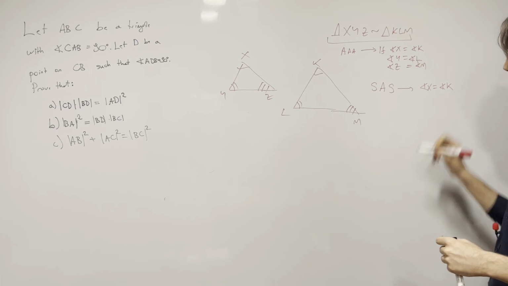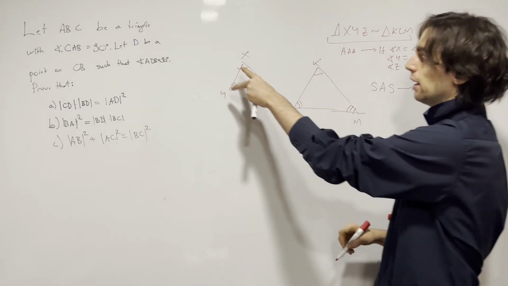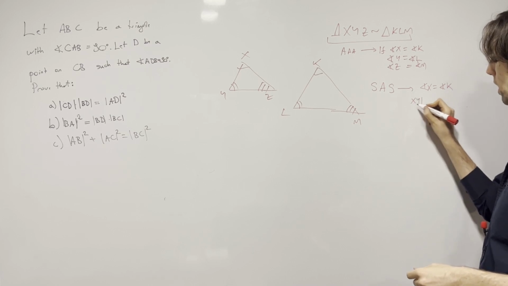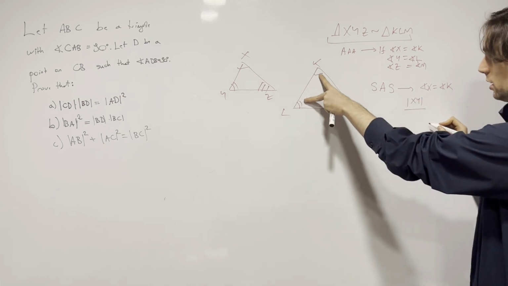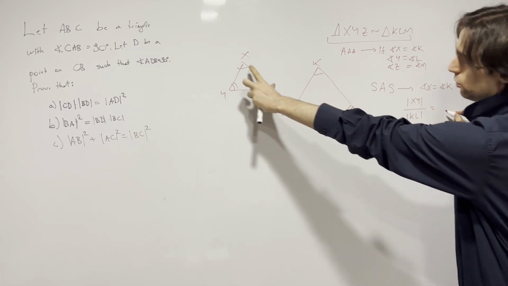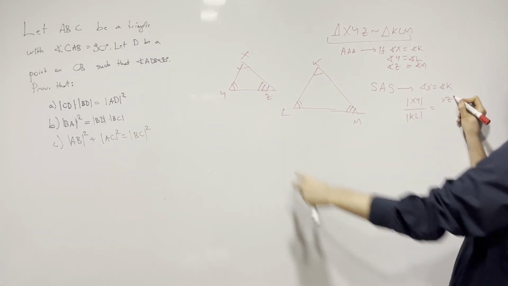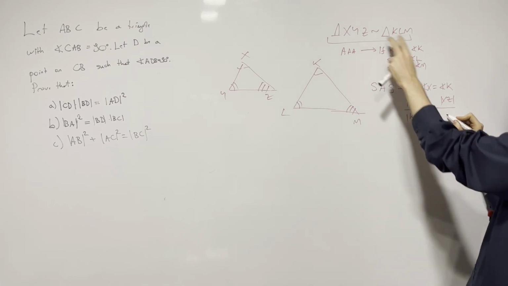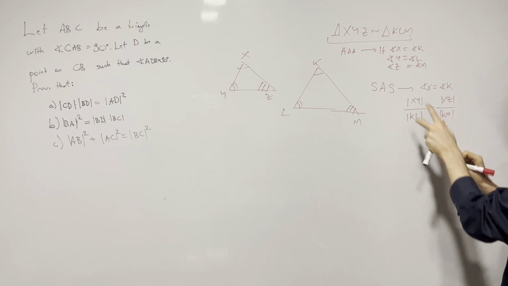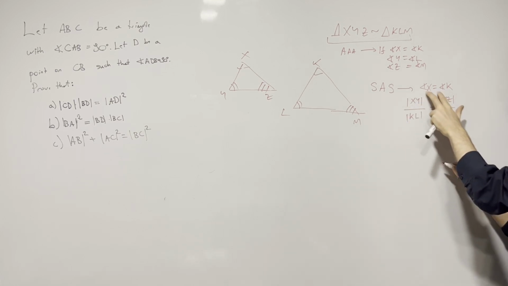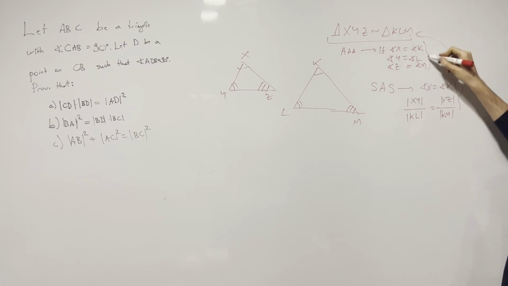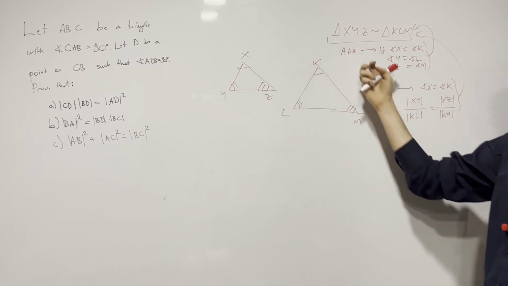And our side angle side rule says, if you have, say, the angle at X is equal to the angle at K, and then you have the ratio of the sides XY over KL. If this is equal to XZ over KM, if this ratio is the same and you have the angle, then again you can infer similarity. So these are the two major rules.